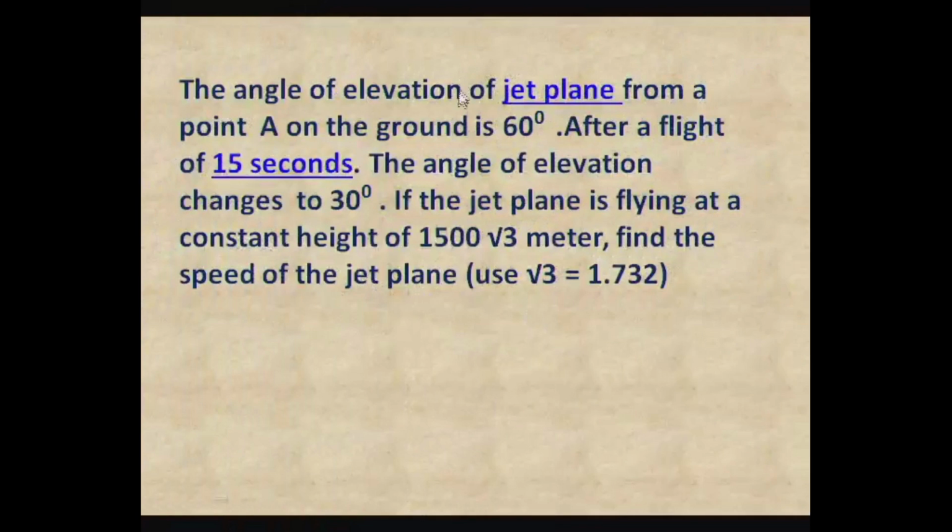Say the angle of elevation of a jet plane from a point A on the ground is 60 degrees. After a flight of 15 seconds, the angle of elevation changes to 30 degrees. If the jet plane is flying at a constant height of 1500 root 3 meters, find the speed of the jet plane. Use root 3 is equal to 1.732.